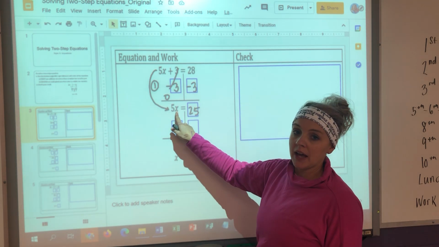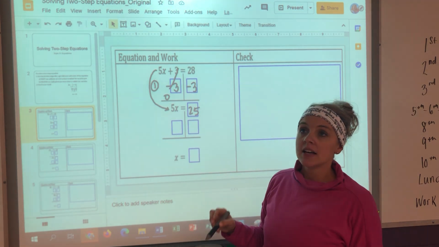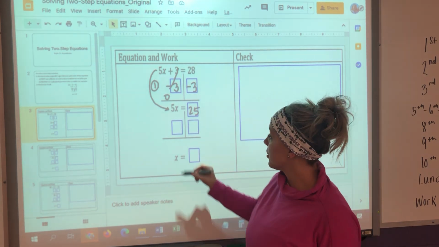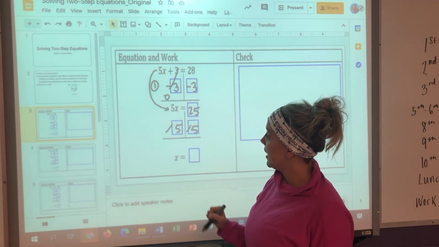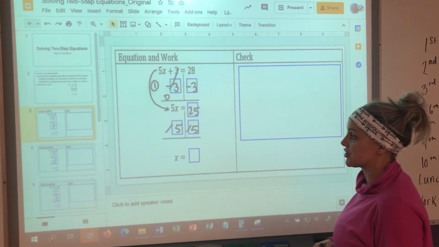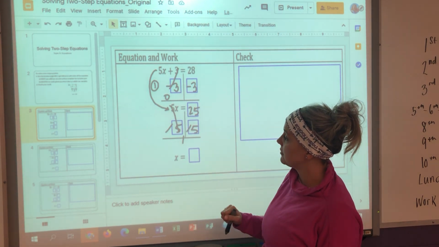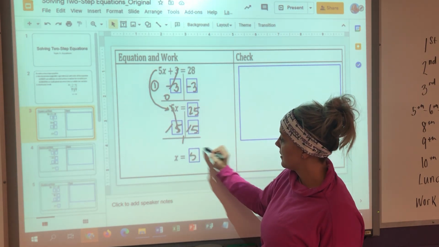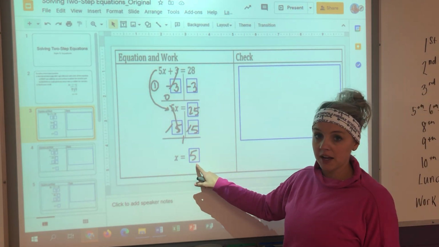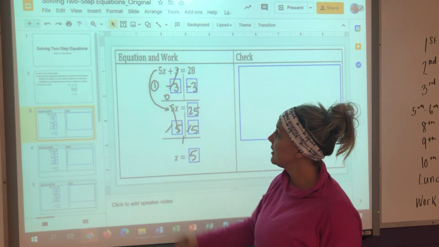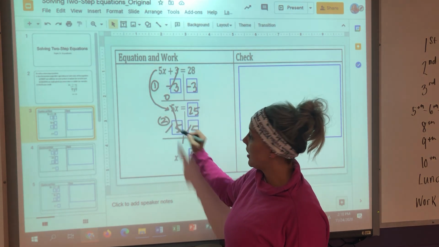5 is being multiplied by x, so the inverse would be dividing by 5. Now on your computers, you're going to use the backslash button and 5, so you can see that division. 5 divided by 5, that's our 1. So our x comes down, and then 25 divided by 5 is 5. The solution to our equation is x equals 5. We got that by isolating our variable part, and then our second step, isolating our variable.